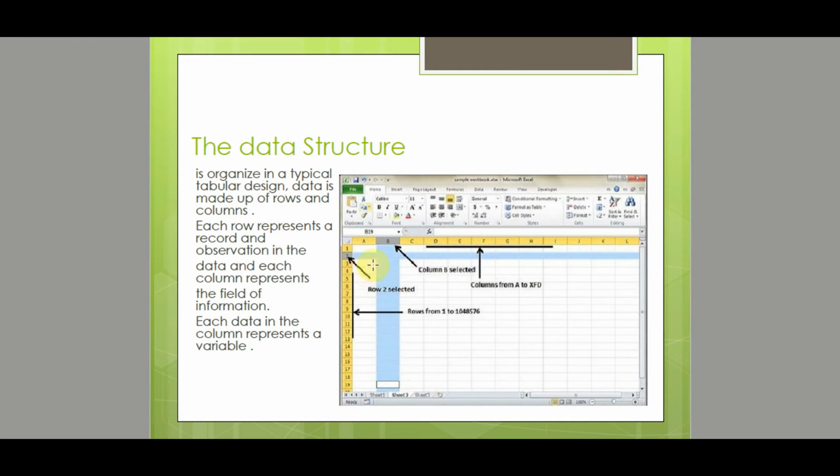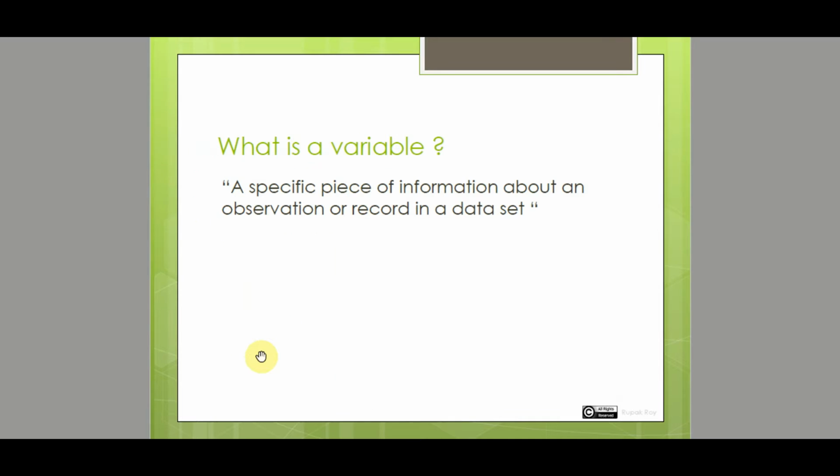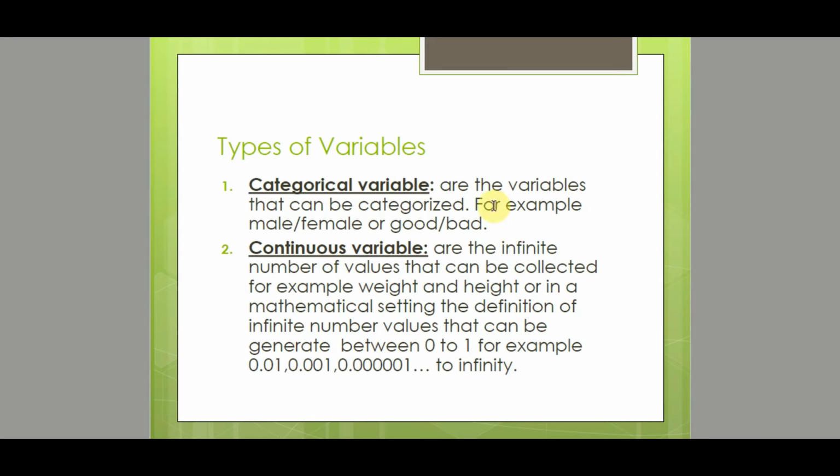Each row represents a record or observation in the data, and each column represents a field of information. Now each column of data represents a variable. What is a variable? A specific piece of information about an observation or record in a data set. They are categorized as categorical variables, which are variables that can be categorized, for example, male, female, or good and bad.